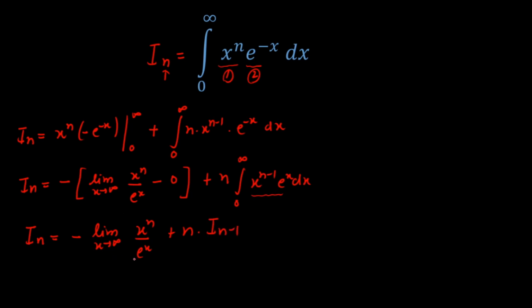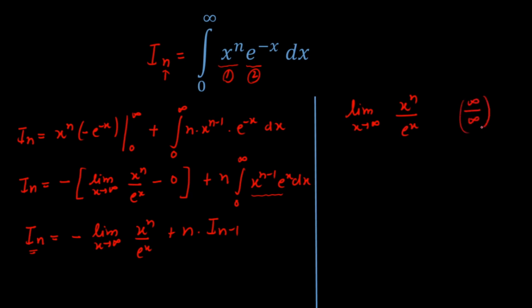Now to calculate the value of I of n, I need the value of the limit. So I'm going to calculate the limit separately here. The limit is the limit as x tends towards infinity of x raised to power n divided by e raised to power x. Now as x tends towards infinity, this is the format of infinity by infinity, an indeterminate format. If I get this indeterminate format, I can apply L'Hopital's rule here. For L'Hopital's rule, I am going to differentiate the numerator and denominator with respect to x. So I'll get the limit as x tends towards infinity of n into x raised to power n minus 1 divided by the differentiation of e raised to power x, which is e raised to power x.